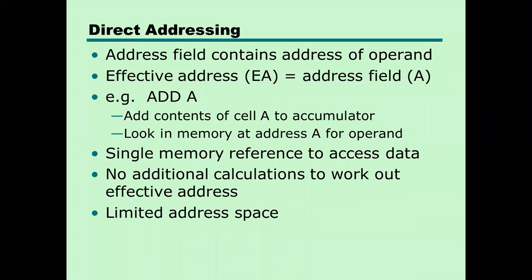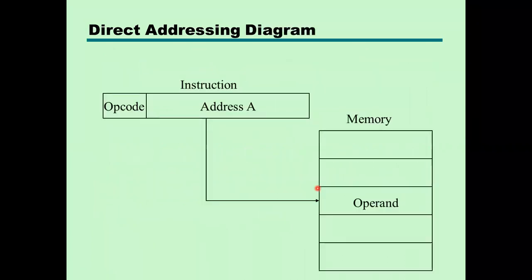So add the contents. Now here we are using this address for reference as a single memory reference to access the data, with no additional calculations to work out the effective address. So the effective address will be directly calculated without any manipulations or any other thing. So here, as I told you, the instruction will consist of two parts, opcode and address.